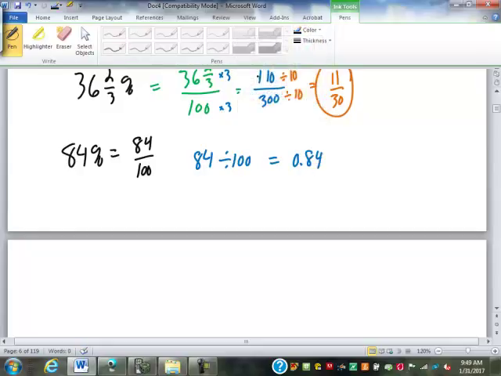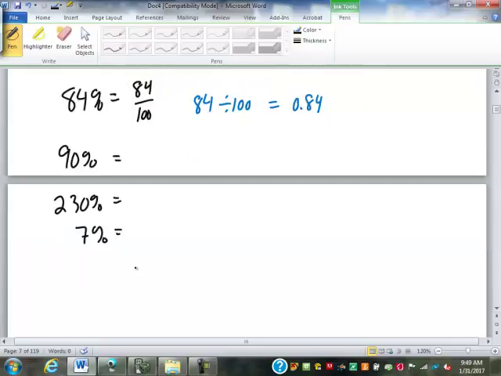So in your notes, I'm going to give you a few to do quick. I'm going to have you do 90% into a decimal, 230% into a decimal, 7% into a decimal, 41% into a decimal, 2.38% into a decimal. Do those 5 quick.